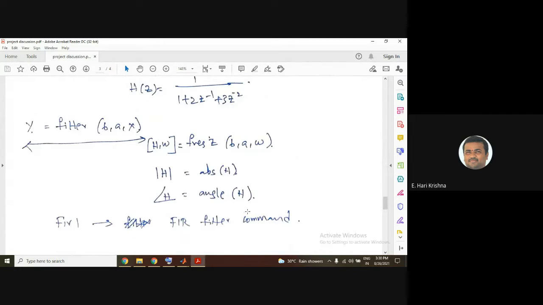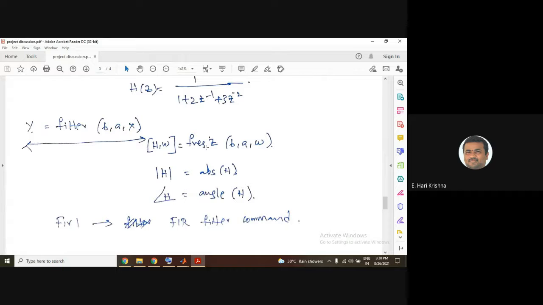Continuing, this is the command filter B comma A comma X. The filter is defined by B comma A. B is the numerator coefficients, A is the denominator coefficients. X is the input to the filter. Y will be the output of the filter. You can directly plot Y.